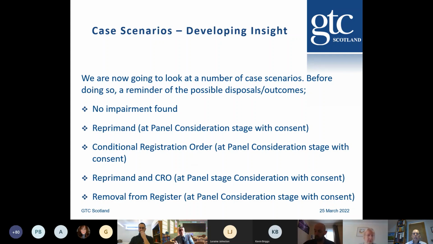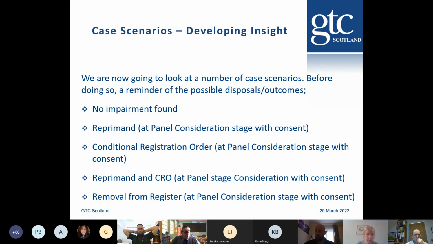Right, this time we're going to look at real life case scenarios. And we're going to use these to develop our insight. So a number of case scenarios. Before we look at these, I'll remind you of the possible disposals or outcomes that are open to a GTC Scotland panel, whether that be at panel consideration or at full hearing. A panel could find no impairment against the teacher or lecturer, and therefore no further action is taken. They may decide that there is impairment, but it's not too serious, and that a reprimand being placed against the teacher or lecturer's name in the register would be enough under the circumstances.